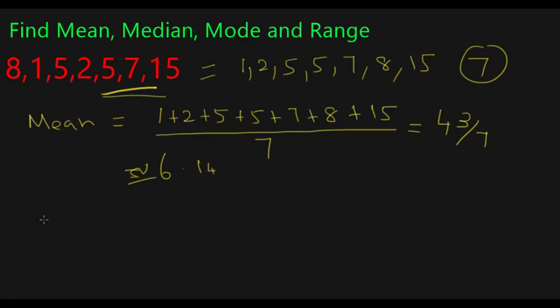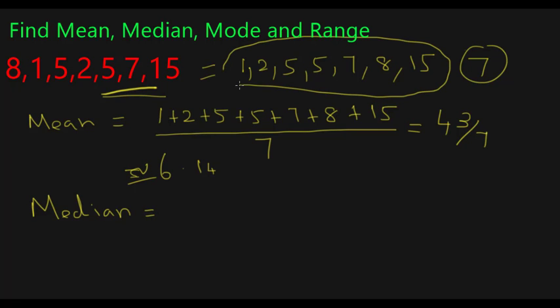And how to find median? Median is the middle number. So how do you find median in this data set? You start striking the first number and last number, second and second last, third number and third last. So this is the middle number, which is 5.